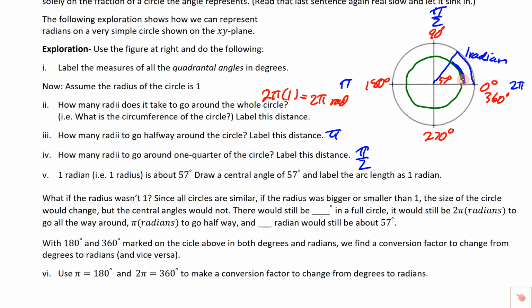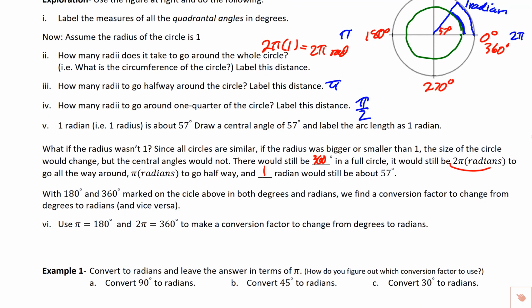Okay. So here's what we want. It's still going to be 360 degrees in a full circle. It's still going to be 2 pi radians to go all the way around. It's still going to be pi radians to go halfway around. And 1 radian is still going to be 57 degrees.